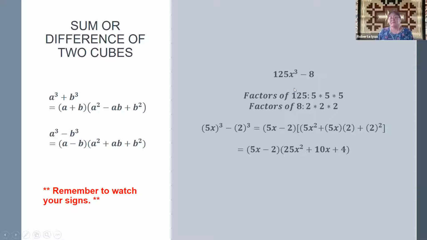As we follow this formula, the plus ab will be your 5x times 2, and then your b squared will be your 2 squared. We will collect like terms and simplify it down. You get 5x minus 2 times 25x squared plus 10x plus 4.